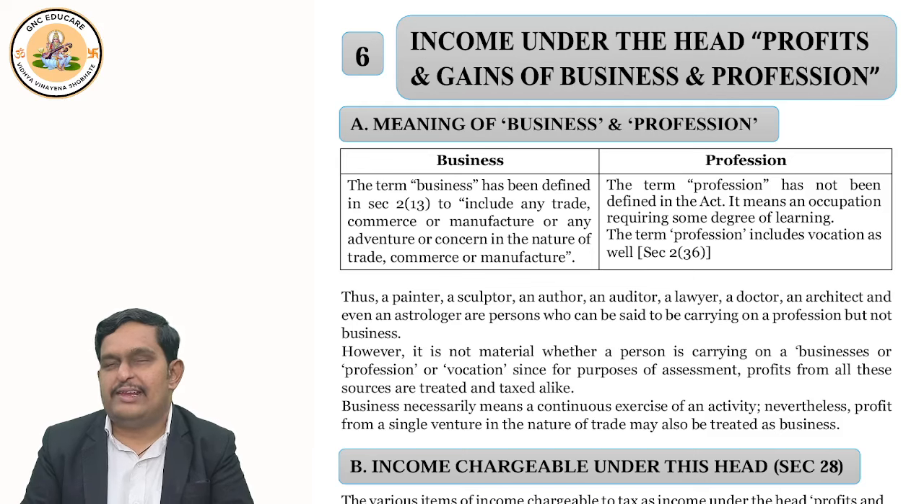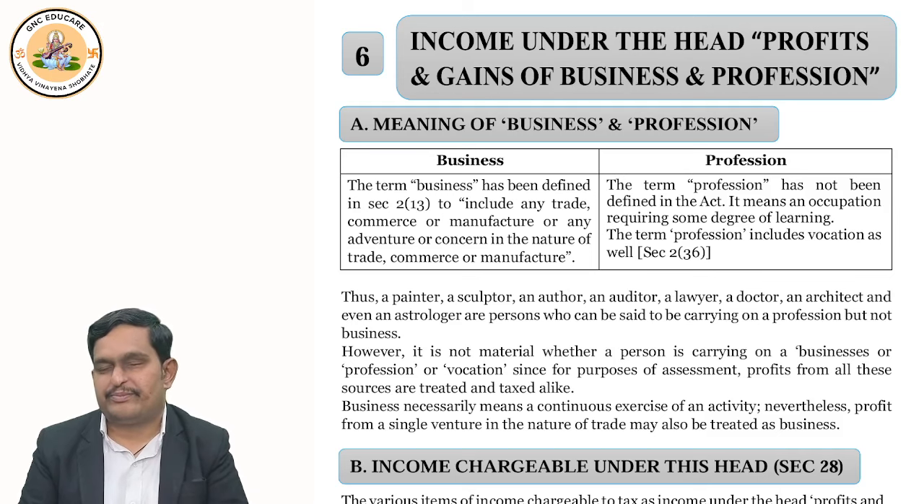Now, any activity which is either a trade or commerce or manufacture or any adventure or concern in the nature of trade, commerce, manufacture, it is basically business. Please remember it is business. Where is it given? Section 2, clause 13. So according to section 2, clause 13 of the Income Tax Act, business is trade, commerce, manufacture, or any adventure in the nature of trade, commerce, manufacture.